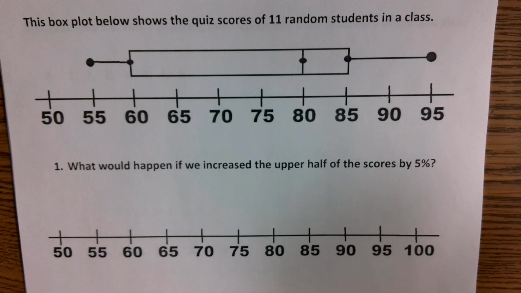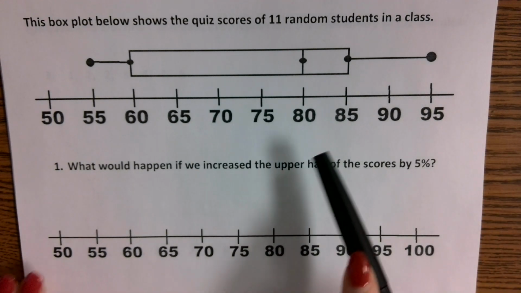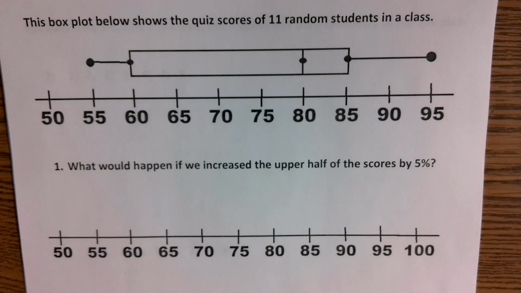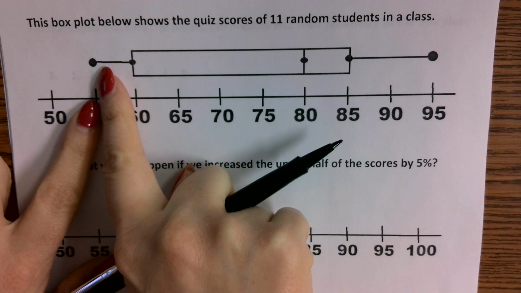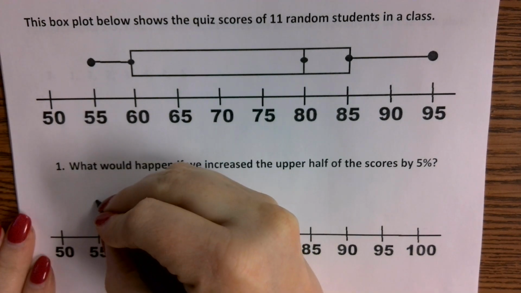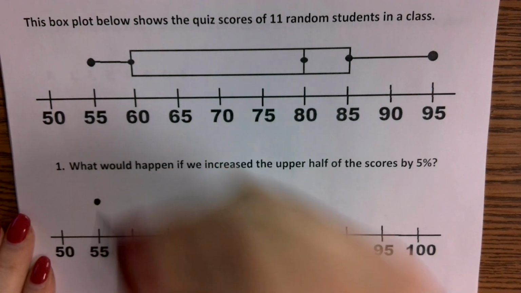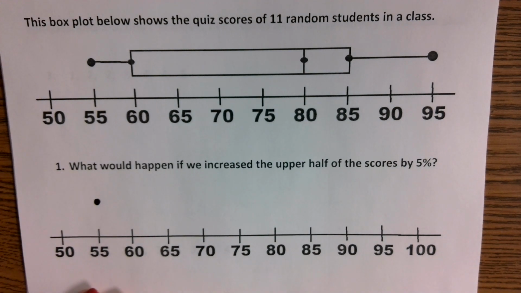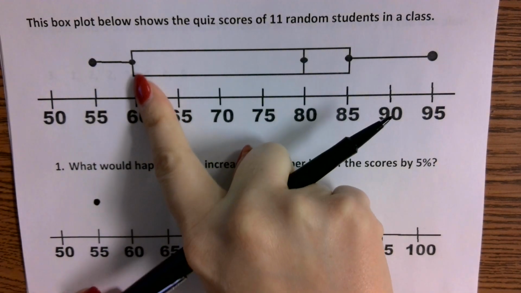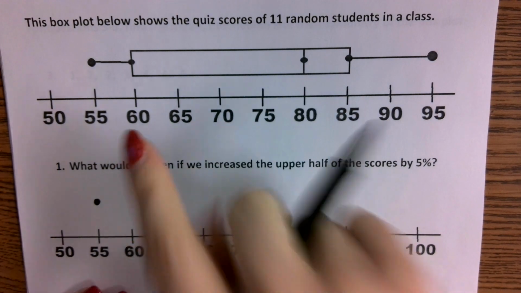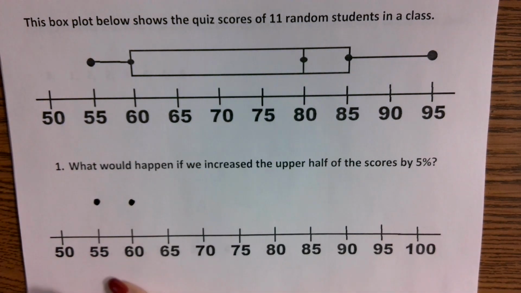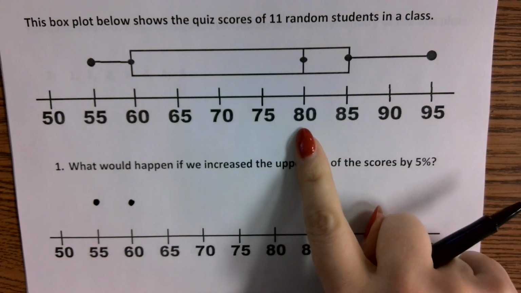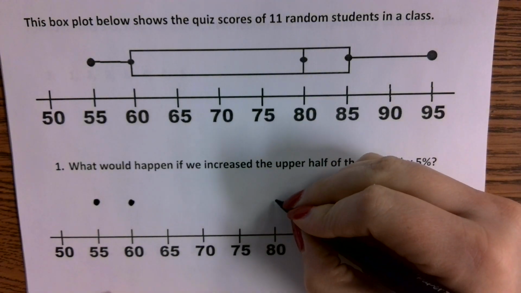So what would happen if I increased the upper half of the scores by 5%? I want to know, how is that going to have an effect? So again, if I'm increasing the upper half, that means there's going to be no change to what my minimum score was. My minimum score is still going to stay at a 55. My lower quartile is still going to stay at a 60. My median is still going to stay at an 80.